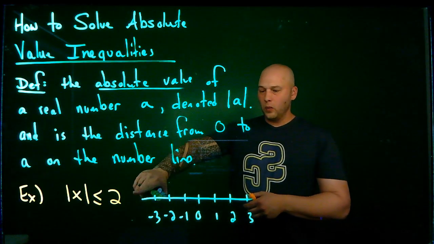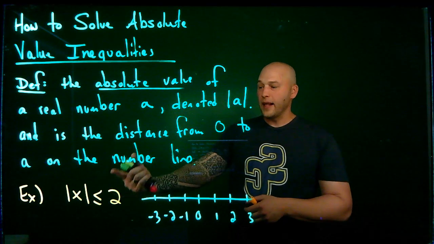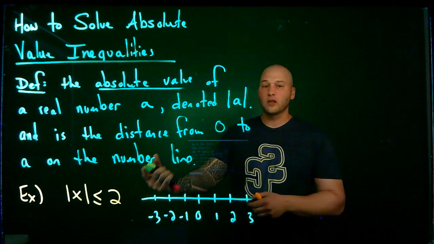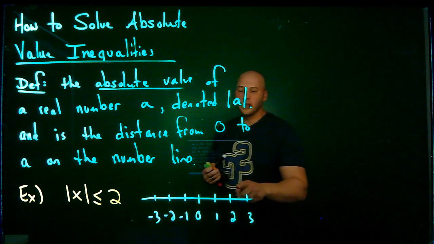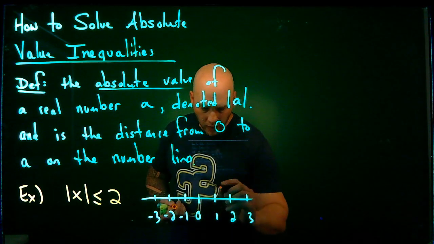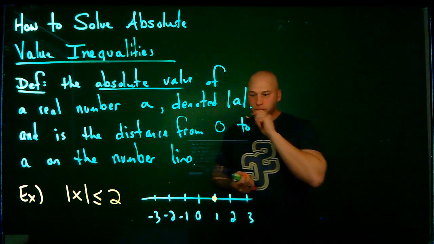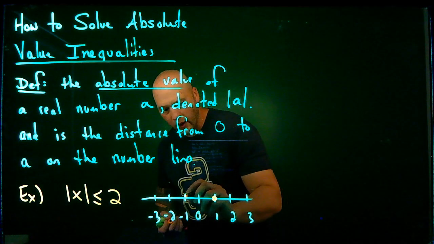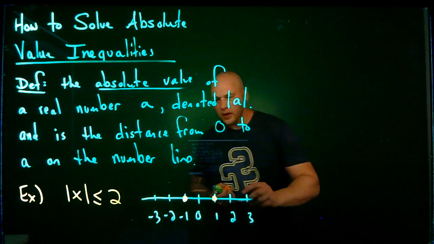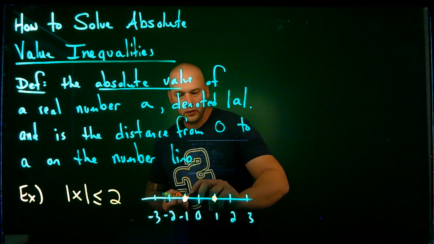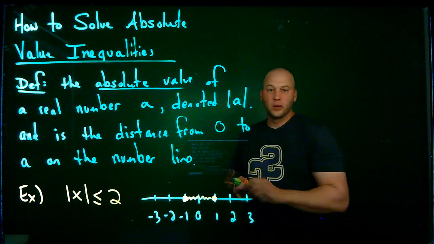Well, the solutions to this inequality would be the values on the number line whose distance from the origin is 2 or less. Well, certainly the number 1 is 1 unit away, so that would be part of the solution set. Same thing with -1. That'd be 1 unit away, so that would be part of the solution set. Same thing with everything between -1 and 1, so that would be all included. 3 would not, because that's 3 units away.